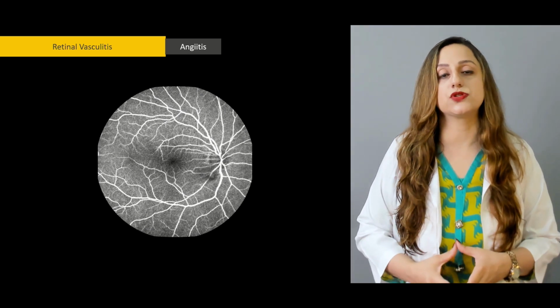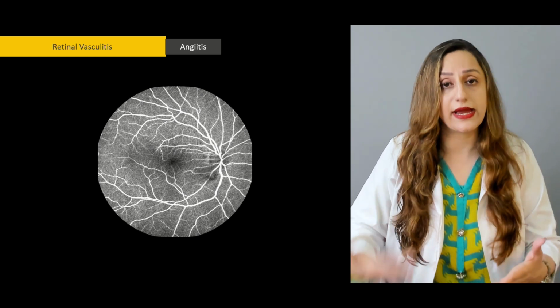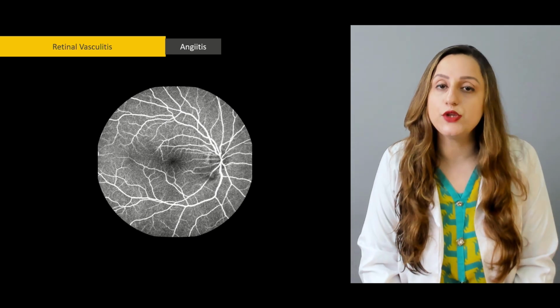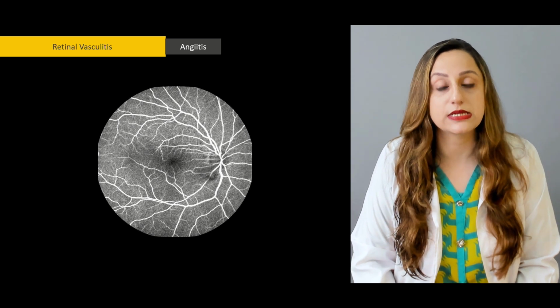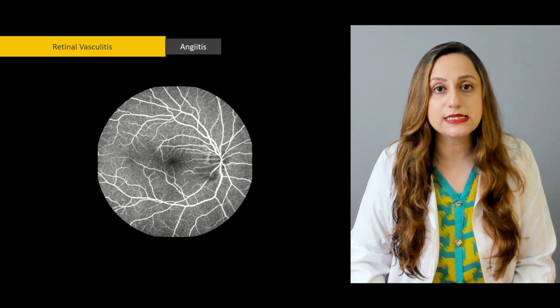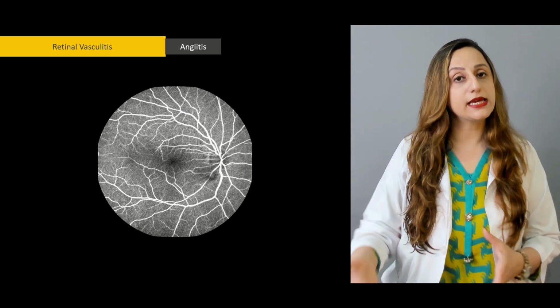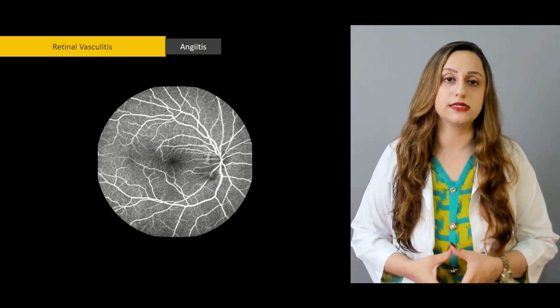Mainly, the complications of retinal vasculitis would be rubeosis iritis, which is the terminology used when you have neovascularization occurring at the iris. The patient can also suffer from retinal detachments. So these are some of the complications that can occur in the advanced stages of retinal vasculitis.